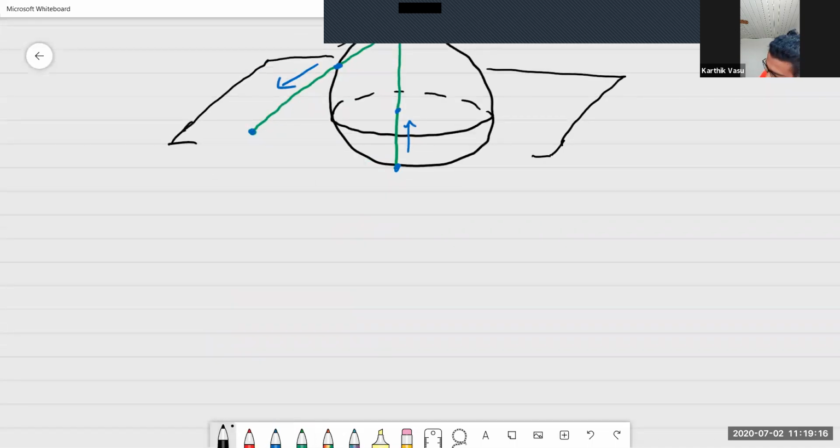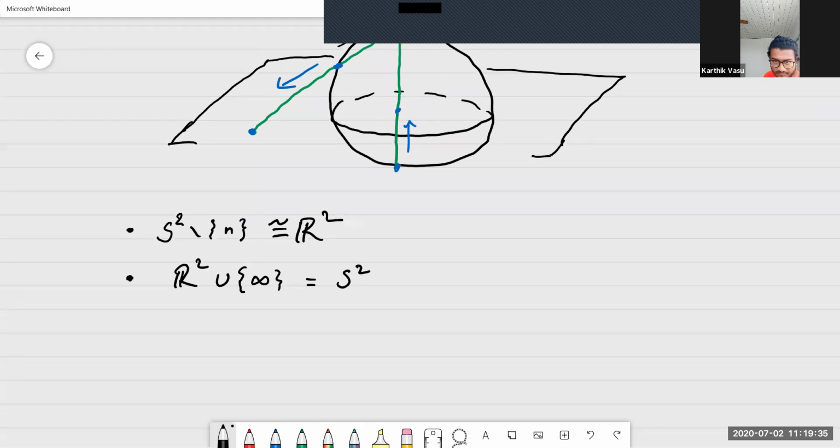So arguing similarly as in the previous part, you get S2 minus the north pole to be homeomorphic to R2. And similarly, if you take R2 union a point, which I'll call infinity, it will be S2. The topology given here will be the topology I told for C infinity. So R2 you can think of as C. This happens to be C infinity, and using the topology I specified, this will be homeomorphic to S2.